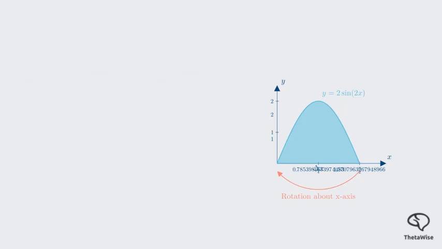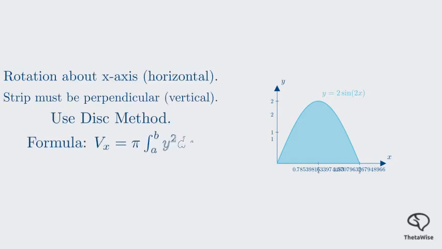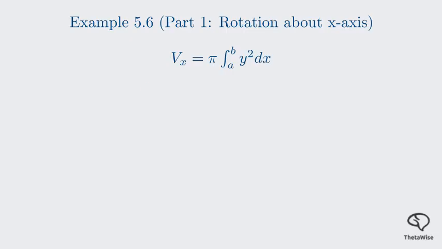Because our strip is perpendicular to the x-axis, we use the disk method formula, pi times the integral of y squared dx. Now let's execute our plan from example 5.6. We've chosen the disk method. The limits of integration, our a and b, are the boundaries of our area along the x-axis, which are 0 and pi over 2. The function is y equals 2 sine 2x.